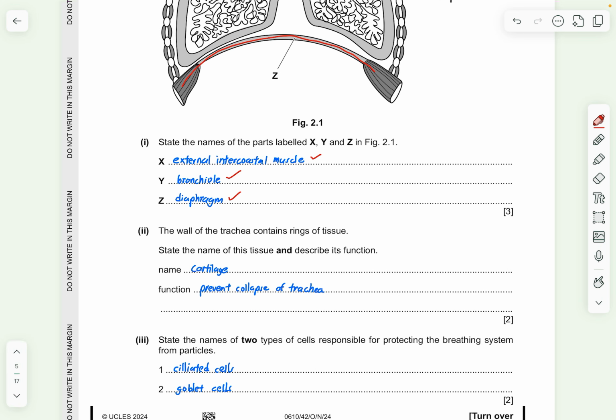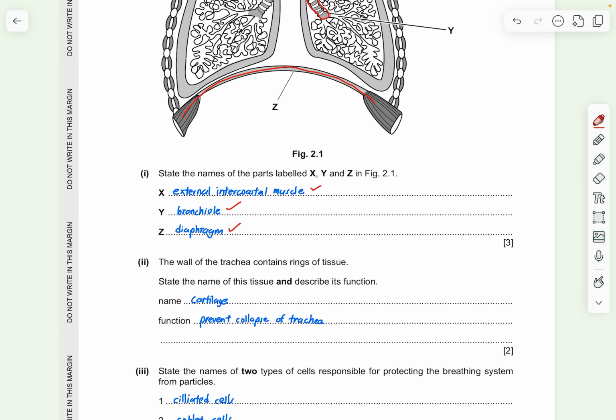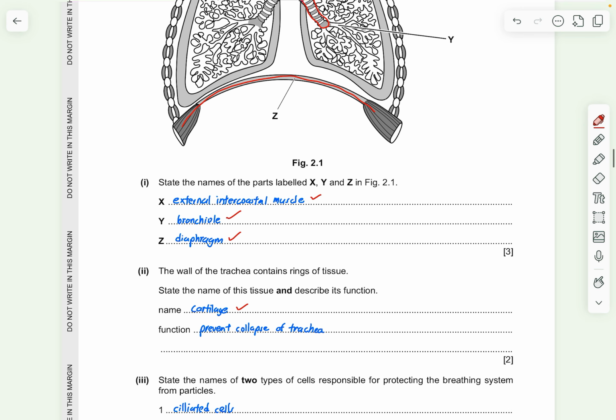Okay, the walls of the trachea contain rings of tissue. So state the name of this tissue and describe its function. This is something that you have to remember well, okay? So it is the cartilage. And what does the cartilage do? It helps to prevent the trachea from collapsing.